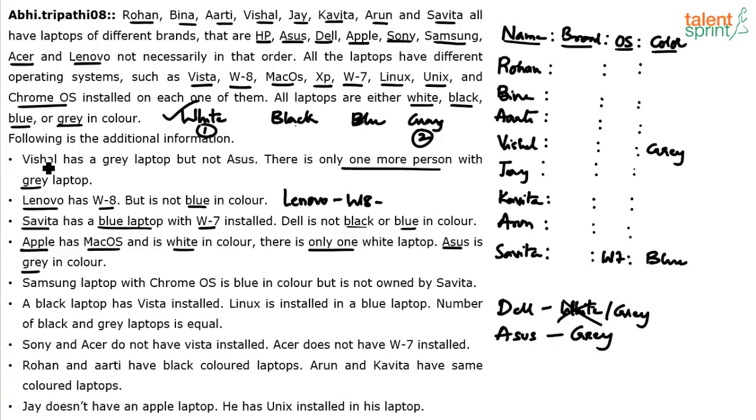Now if I read the first point, it said Vishal has a gray laptop, but it's not Asus. Since there are only two choices for gray, Dell versus Asus, Vishal does not have Asus. So if Vishal does not have this, Vishal should have Dell. So it's fixed now that Vishal has got Dell. Now it's confirmed. Yes or no? Why can't Vishal have Asus? Because very clearly it is given that Vishal does not own this brand. So this point has been used actually, if you see. Vishal gray, Dell is done, and there's one more person with a gray laptop. That also we have figured out. The other person is supposed to be the one who's owning Asus.